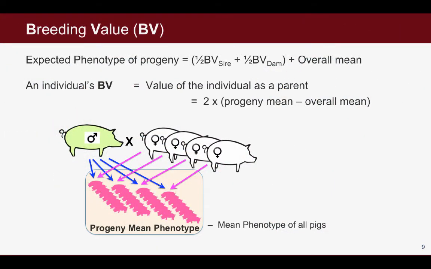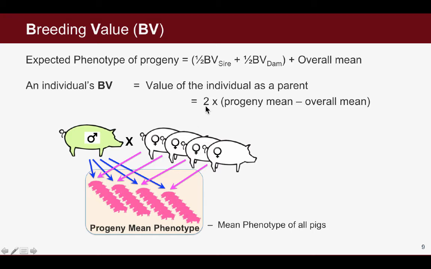Thus, the expected phenotype of progeny is the average breeding value of its parents plus the overall mean. This also gives us a way to get the breeding value of a boar, which can be computed as 2 times the difference between the average phenotype of that individual's progeny and the overall mean, at least when that boar is mated to a random group of sows.